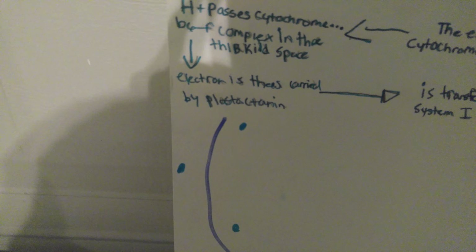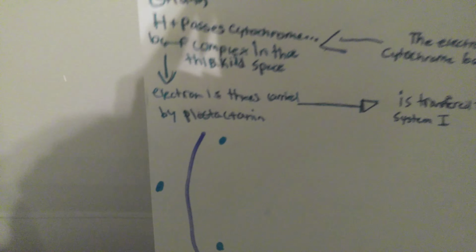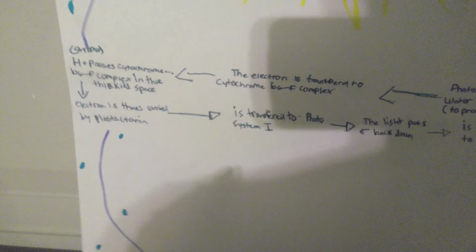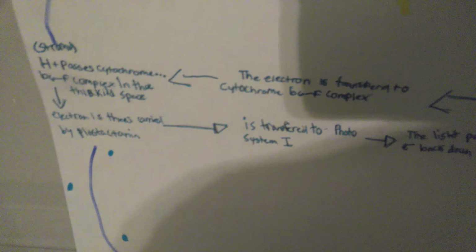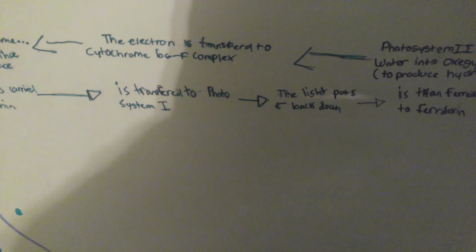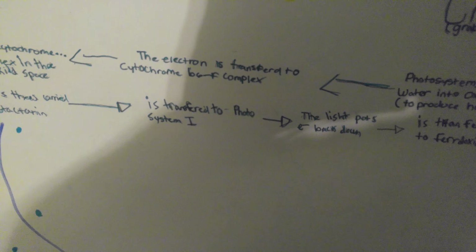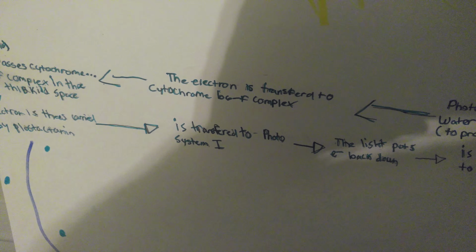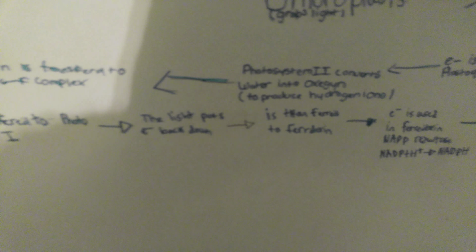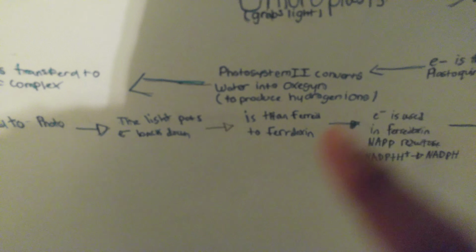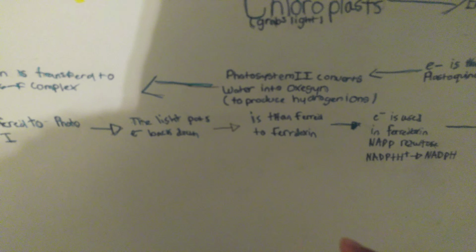This one is called plastocyanin. And then that mobile carrier transfers it to photosystem 1. And then from there, it also excites it, and then brings it down to another mobile carrier. Oh yeah, sorry, I'm getting lost. Okay, to another mobile carrier called ferredoxin.